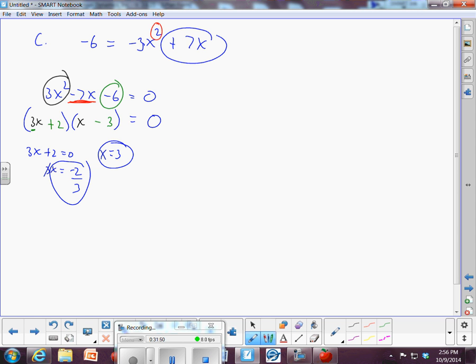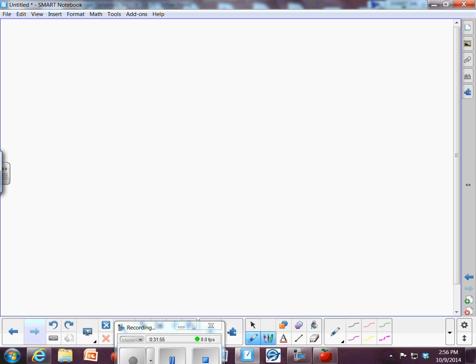Let me show you one more. Let's do one more here. For some reason, this one gives students trouble. I don't know why. How about something like this? 12x squared minus 4x equals 0. Here's what the problem is. What's the first law of factoring?